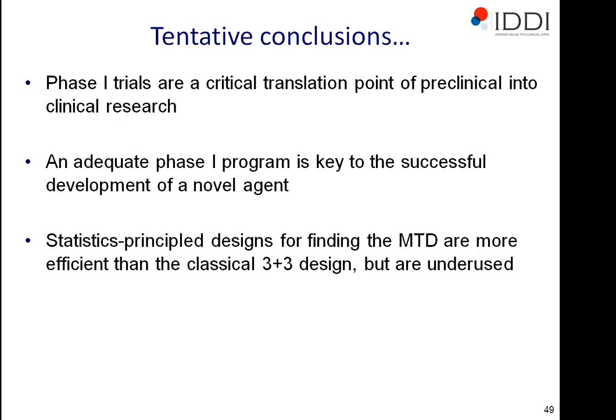Statistically principled designs for finding the MTD are more efficient than the classical 3+3 design, but they are underused. And this is a sad conclusion which I could offer from my experience. There are designs which are much better than 3+3. They are slightly more complex to implement, but they are much more efficient in terms of finding the MTD more often and reaching the MTD quicker, so with a smaller number of patients. So the price to be paid is just a little more complex implementation.